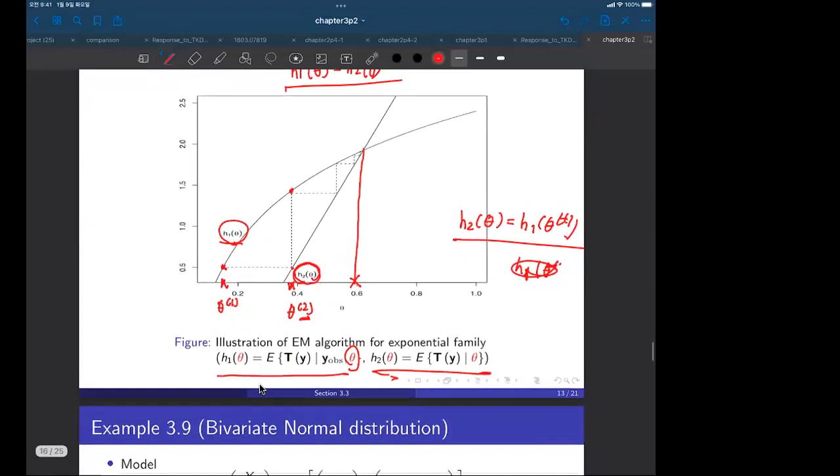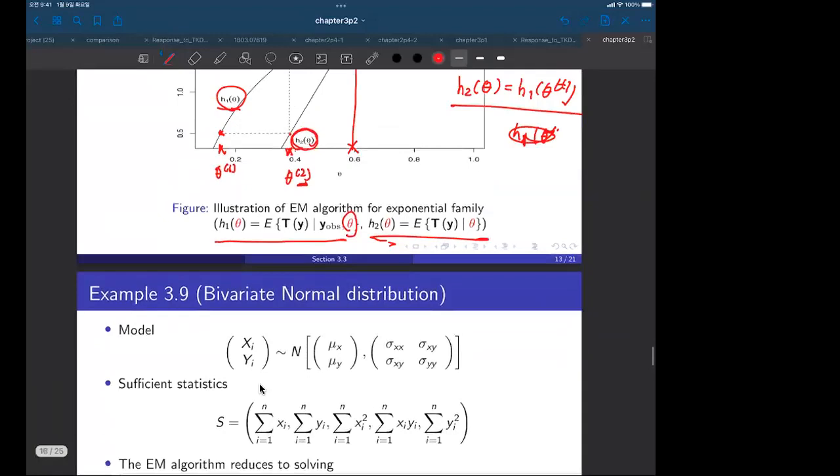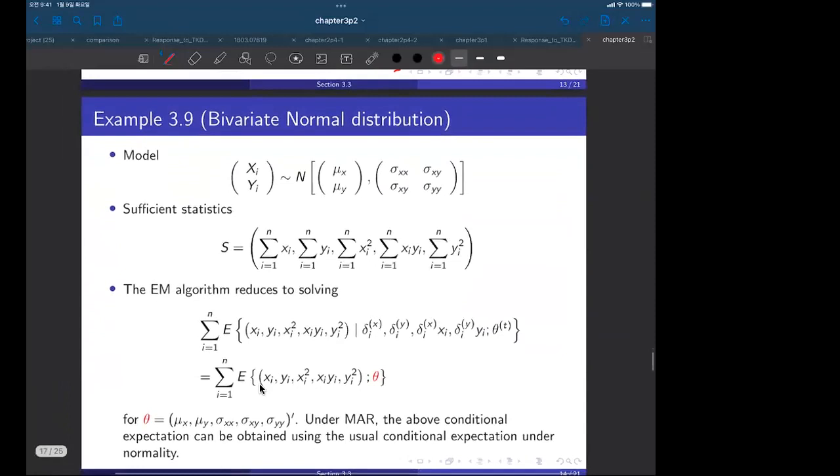So now let's move on. Example 3.9, the bivariate normal distribution. We know the sufficient statistics already, right? We have 5 parameters. We know the first moment and second moment are the sufficient statistics for the parameters. So this is what we want to use. Maybe this is better notation, T.